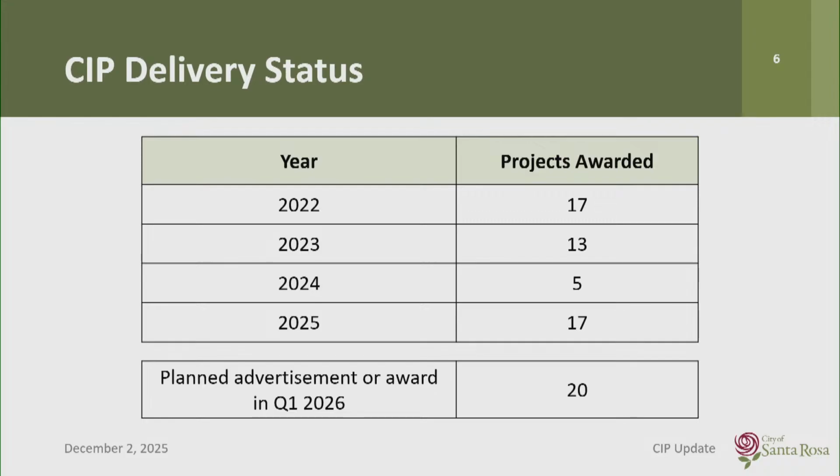So as we close out 2025, we have our number of projects awarded, 17. So that's an uptick from what we were seeing in 2024 and 2023. In addition to this, what this number doesn't capture is the projects that we have in the hopper that are very, very close to being advertised and awarded. And we have approximately 20 projects planned for the first quarter of 2026. So next summer is going to be quite busy in construction for us.